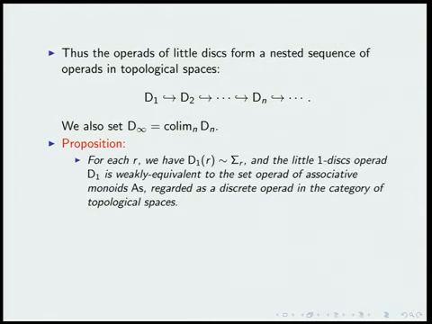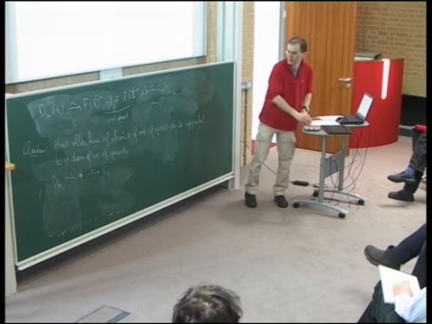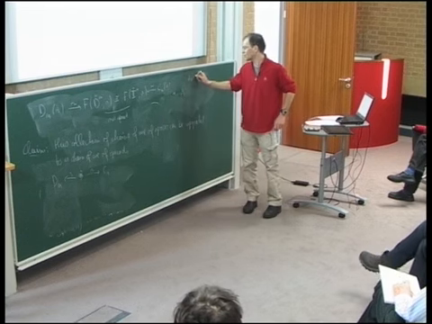So this is the following proposition. If you look at this space D_1(r), the space of little intervals, then this space is homotopy equivalent to the symmetric group. In this homotopy equivalence, I regard the symmetric group as a discrete topological space. And the homotopy equivalences of spaces carry the structure of this operad to the structure of the operad of associative monoids, As.